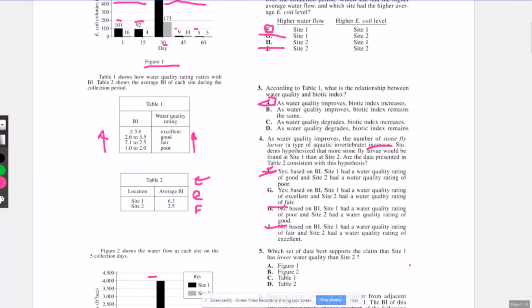And then G says yes, based on biotic index, site 1 has a water quality rating of excellent, which yeah, we agree with. And site 2 has a water quality rating of fair. Perfect. Answer is G.